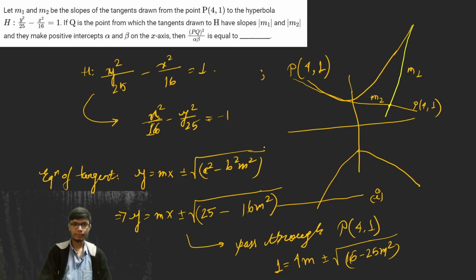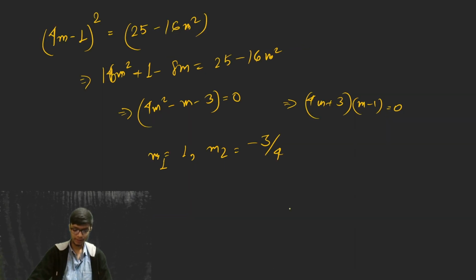Now it is saying that if Q is the point from which the tangents are drawn to H, having slopes with modulus m1 and modulus m2, so if the modulus of m1 is 1 and the modulus of m2, taking the absolute value, is 3 by 4.